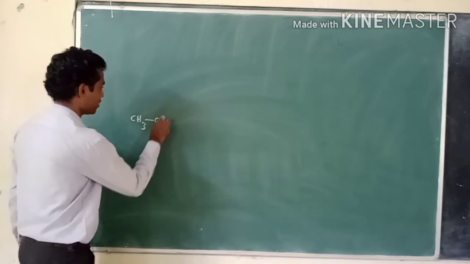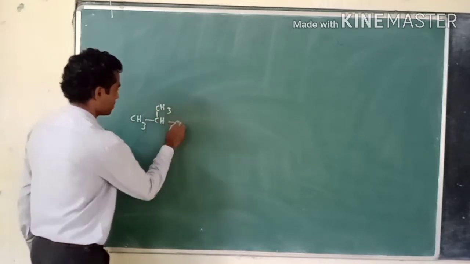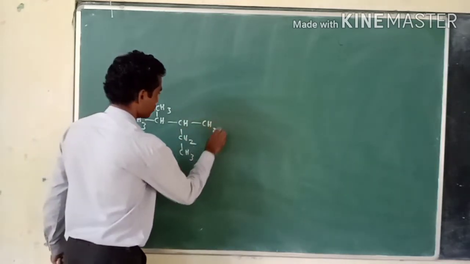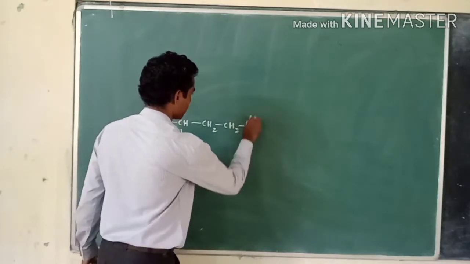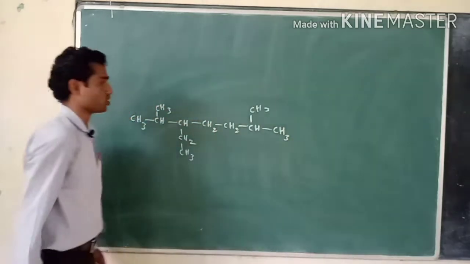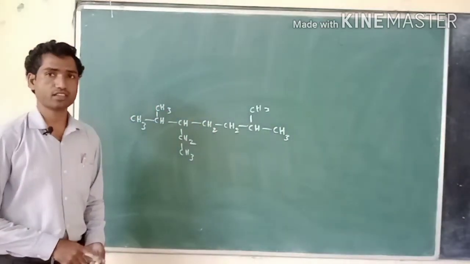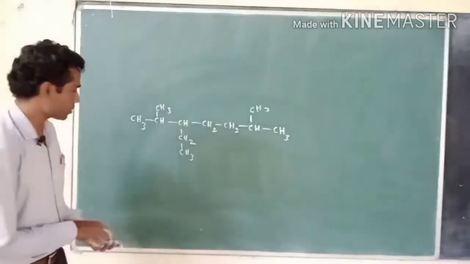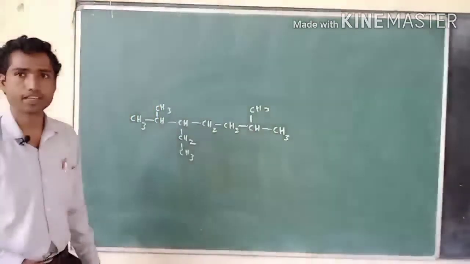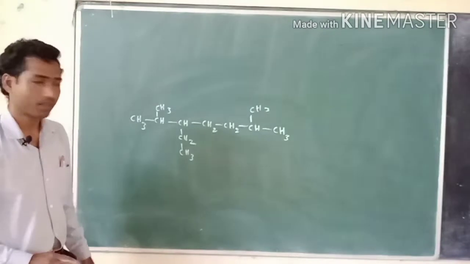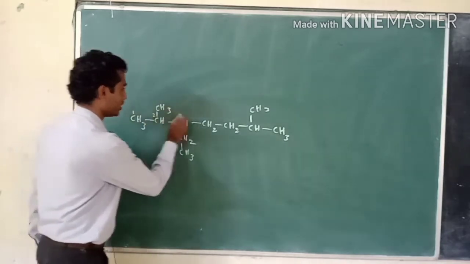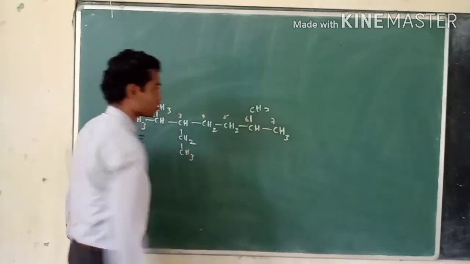CH3, CH, CH3, CH, CH2, CH3, CH2, CH2, CH, CH3, CH3. This is the molecule. So the first rule is you have to identify the longest carbon chain. So 1, 2, 3, 4, 5, 6, 7 is the longest carbon chain. Right. The straight chain is the longest carbon chain. Right. So now number the longest carbon chain. So there are two possibilities. 1, 2, 3, 4, 5, 6, 7. This is one way of numbering.